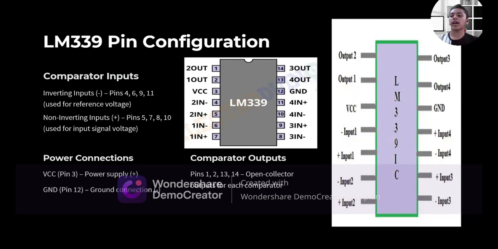Now you can see the LM339 pin configuration block diagram. Here, first is VCC, pin number 3, for power supply, and the ground connection is pin number 12. The comparator inverting inputs are pin numbers 4, 6, 9 and 11, used for reference voltage. Non-inverting inputs are used for input signal voltage, and the pins are 5, 7, 8, and 10. The comparator output pins are 1, 2, 13 and 14, which are open collector outputs for each comparator.